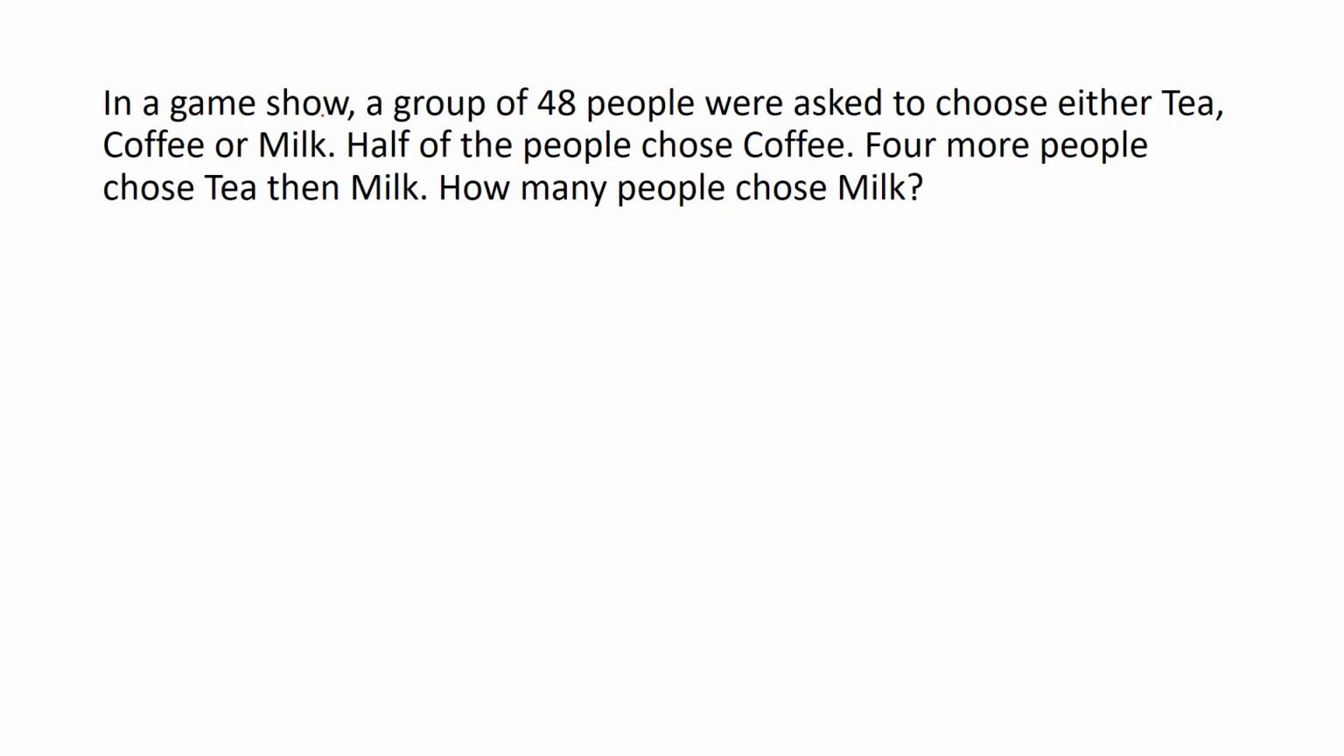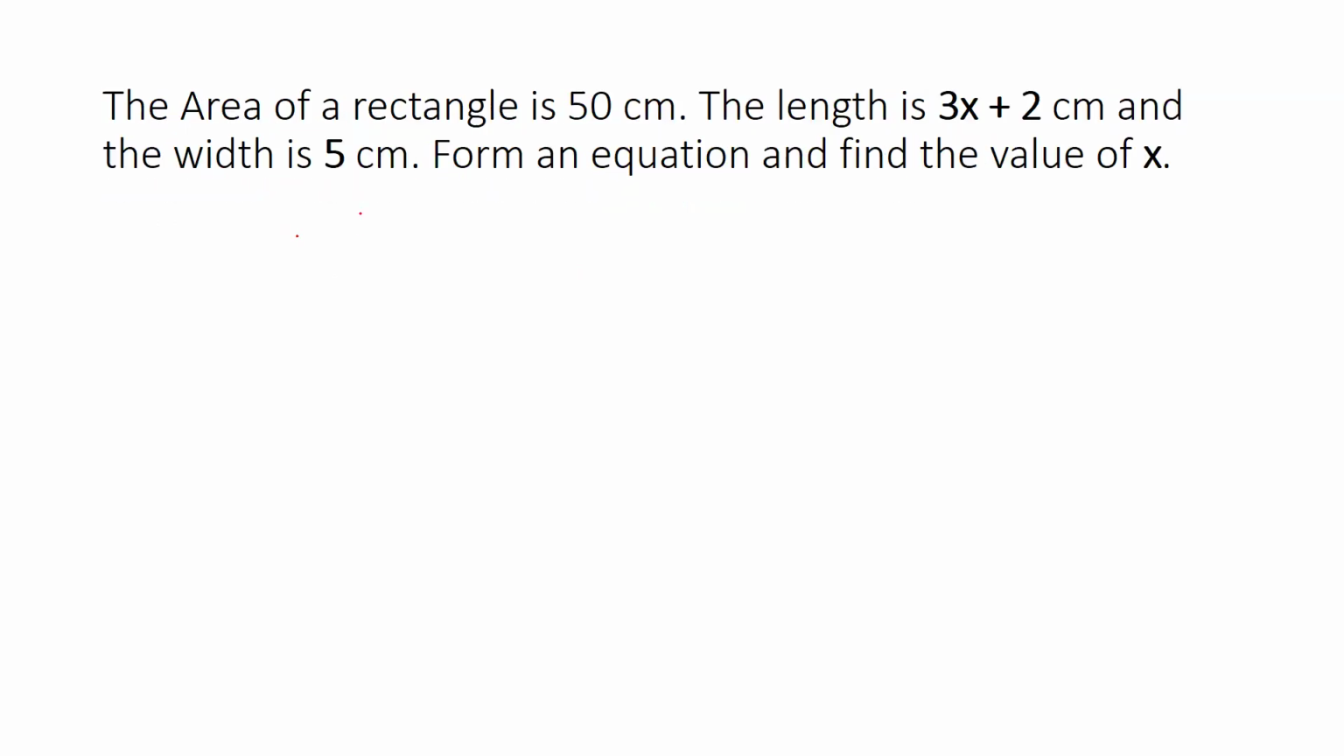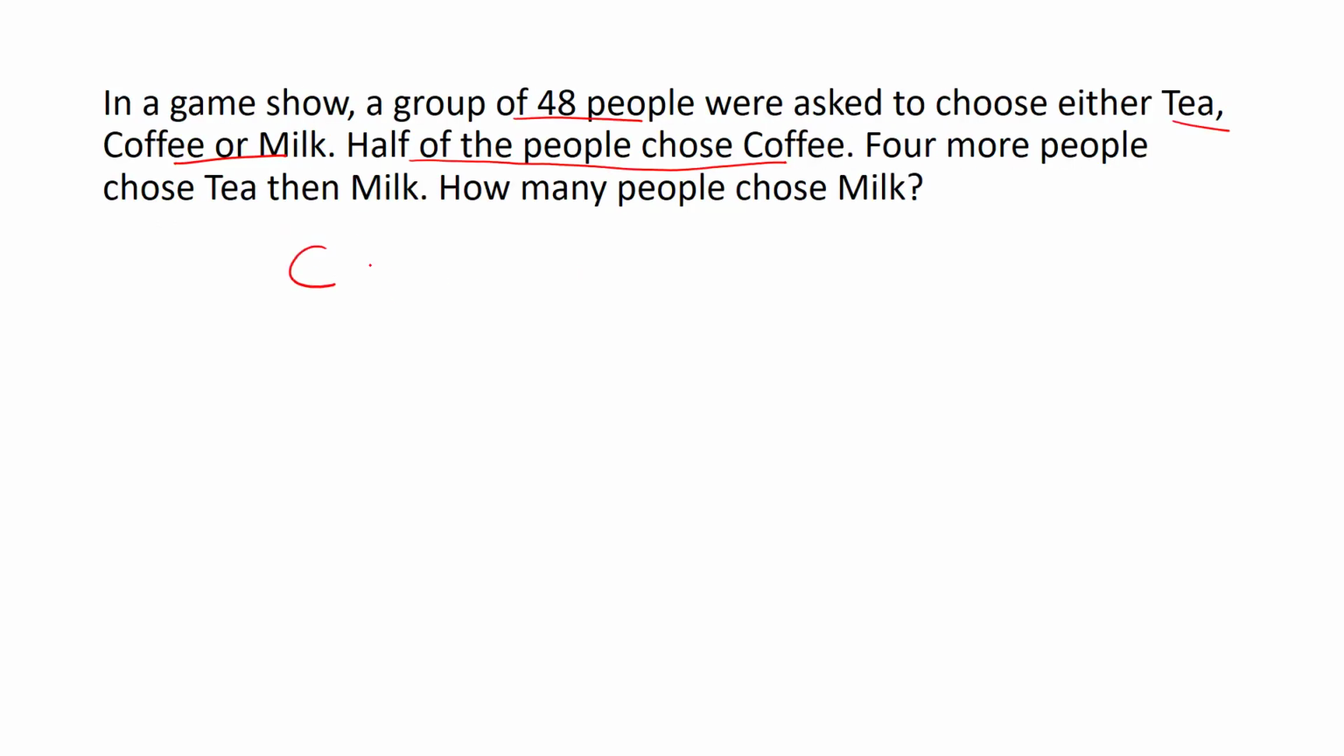It says that in the game show, a group of 48 people were asked to choose from tea, coffee and milk. Great, we have 3 choices there. Half of the people choose coffee. So let's write tea, coffee, and milk. Half of 48 is 24.